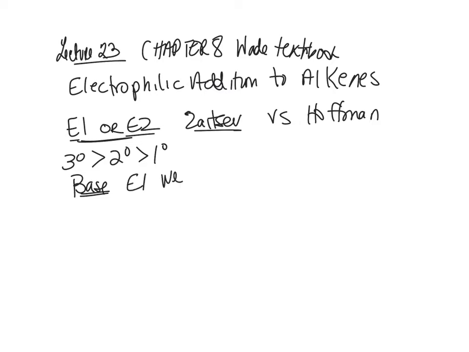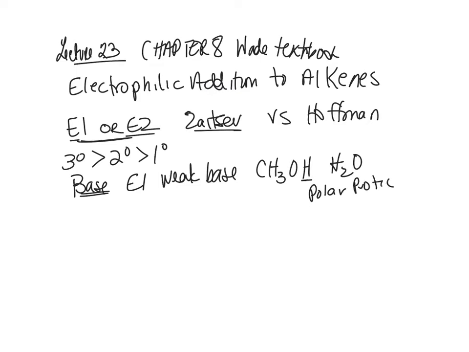So E1 uses a weak base. When we think of weak bases, we think of like methanol or ethanol or water. These are protic solvents as well because they're polar protic, so they can stabilize a carbocation. So you're still looking at the carbocation. You have to have the most stable carbocation for the E1. And then we talked about the rate is proportional to that substrate, so to your electrophile.